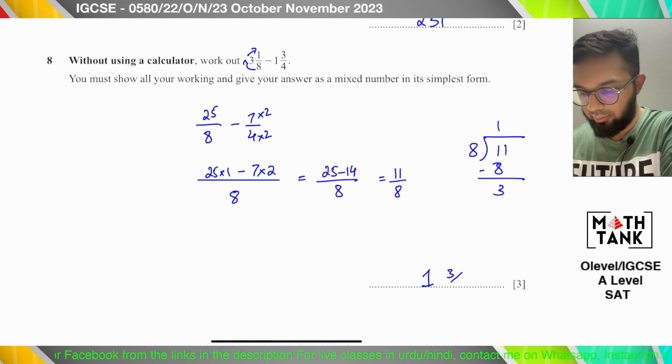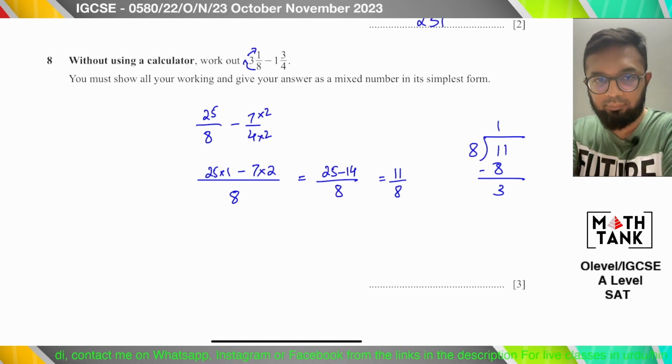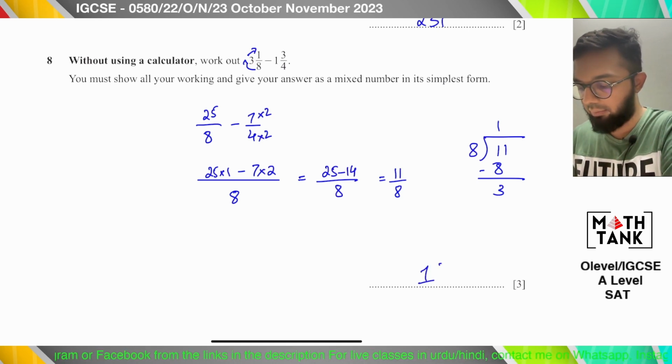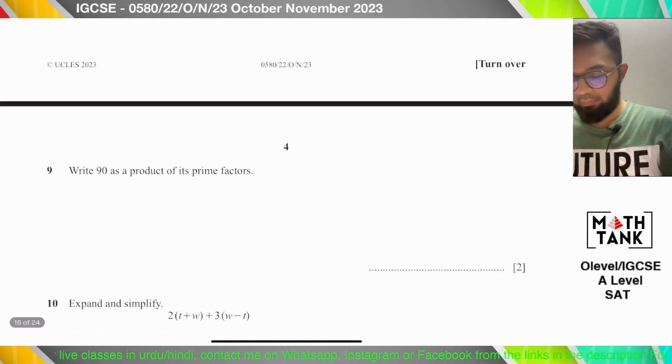I've done something wrong. No, 1 whole 3 over 8. That's fine. I was just looking at the wrong marking scheme. Okay, 1 whole 3 over 8.